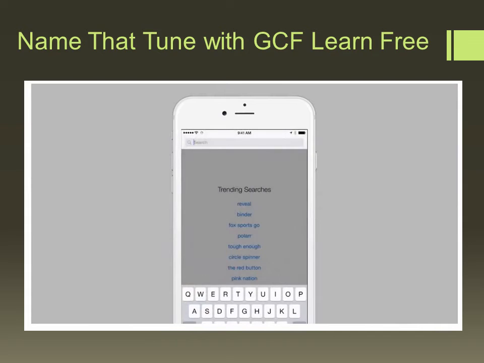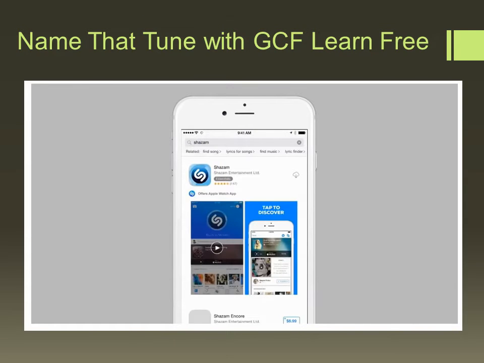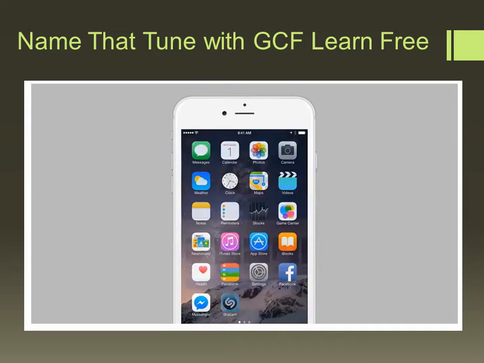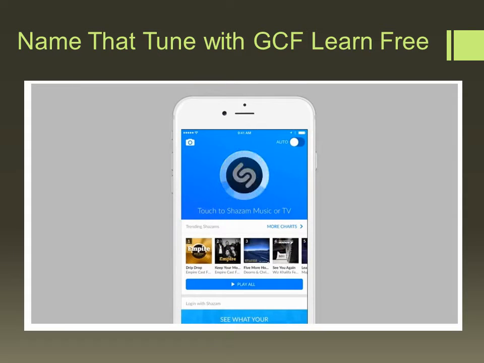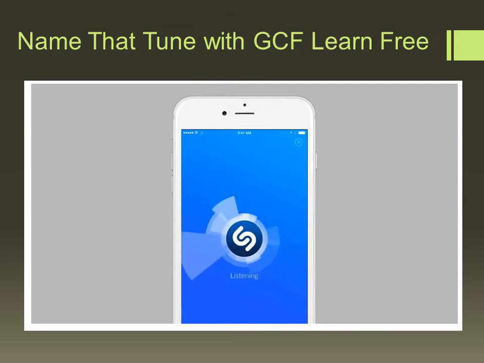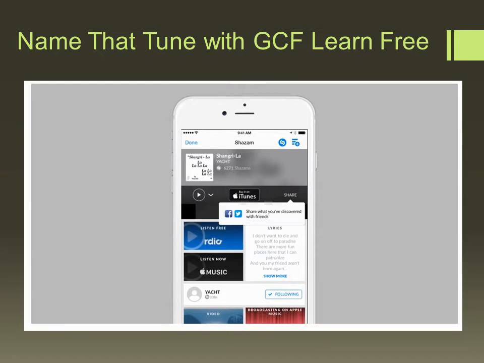To get started, just search for Shazam or SoundHound on your phone's app store. Once the app's installed, just open it whenever there's a song playing that you want to know more about. Tap the button, and there you go.